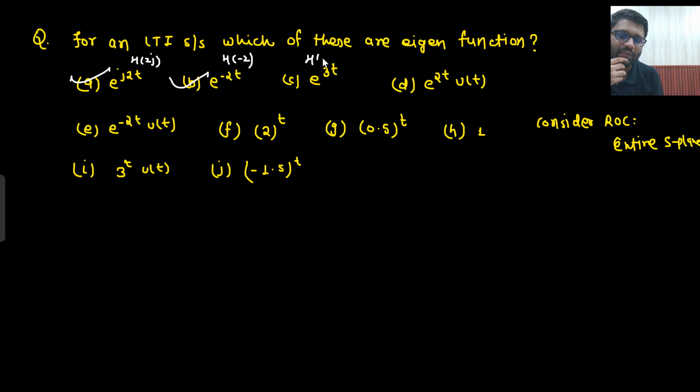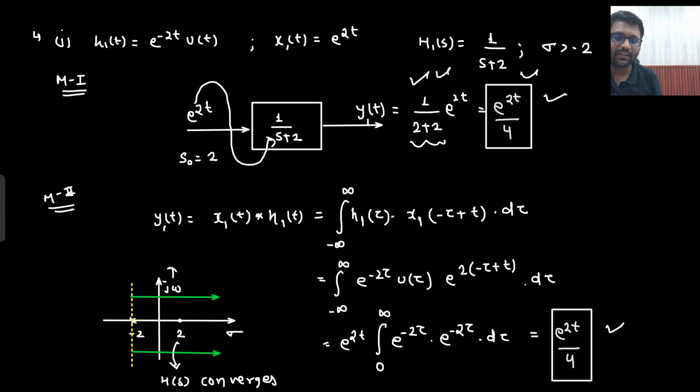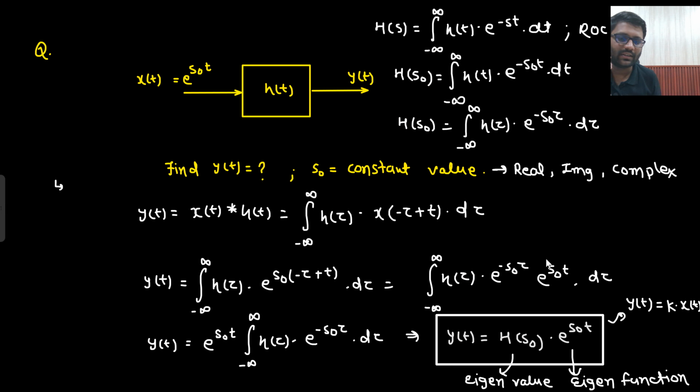e to the power s naught t, s naught value is 3. So H of 3 you will get. This is your eigenvalue. e to the power 2t u(t). No. Did I say u(t)? See the conclusion. There is nowhere u(t) written. e to the power s naught t, u(t) is not there, because if u(t) is there, then a difference would be created in the derivation, because another factor will come into action, that would be u of minus tau plus t. So that will interchange the limits and all these kind of things. Then I need to take the value of t, and based on that I need to solve. So if u(t) is there, then things will be different.